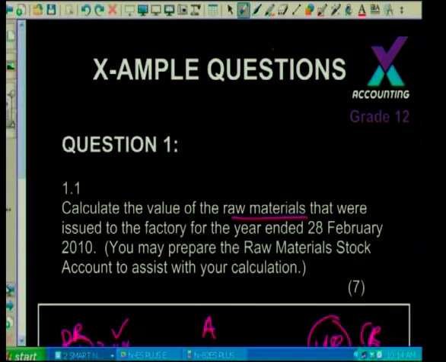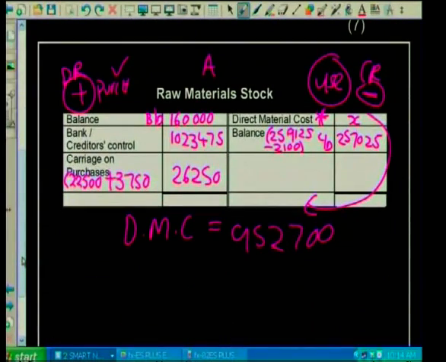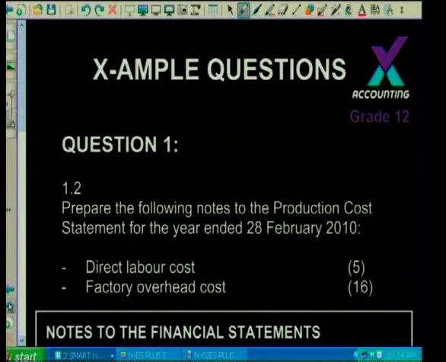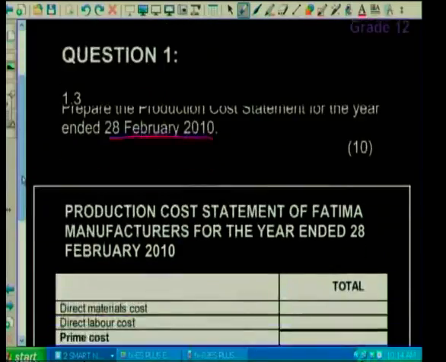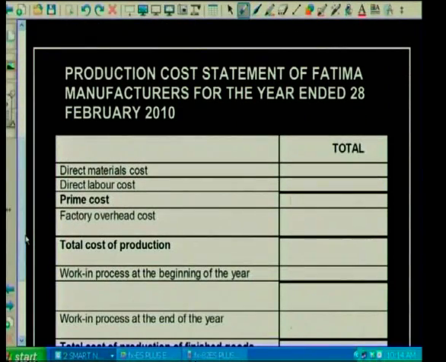Right, my production cost statement, guys, it's just a matter of now filling in figures. So we're starting off with my direct material cost. The calculation was previously done, so let's go back to that calculation. Your direct material cost was calculated at 952,700. So let's take that through. Okay, your direct material cost, an amount of 952,700.